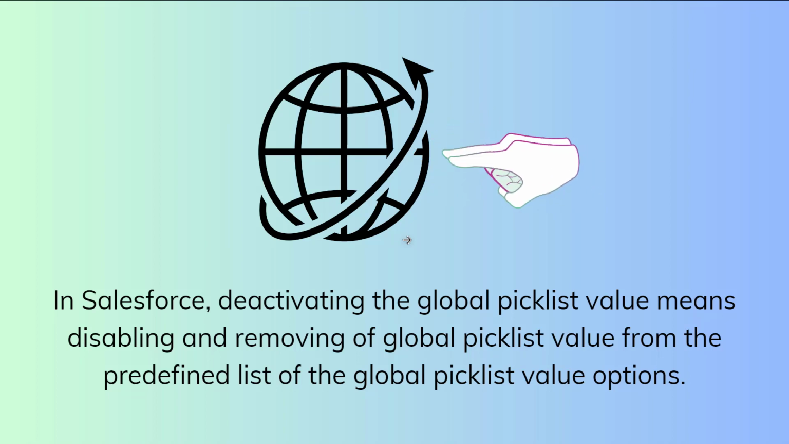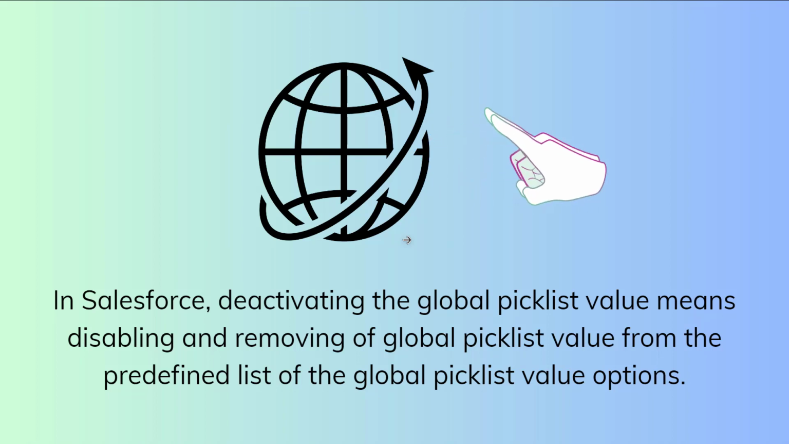So in Salesforce, by deactivating the global pick list value, I mean that I want to disable or remove the global pick list value from the predefined list of the global pick list value options. And by deactivating this global pick list value, the users are not able to select it anymore, but it remains in my system records. And if you want to reactivate it again, you can reactivate it easily.